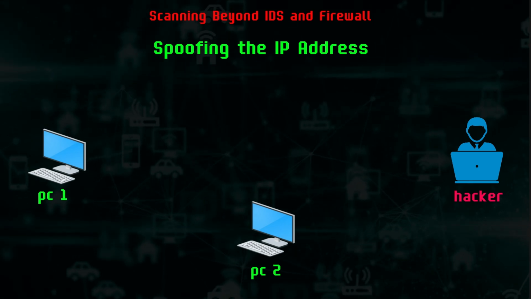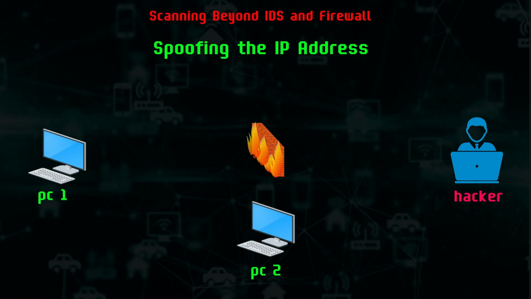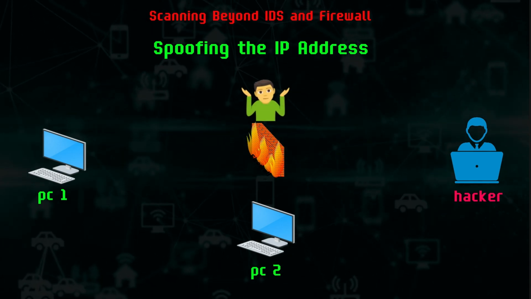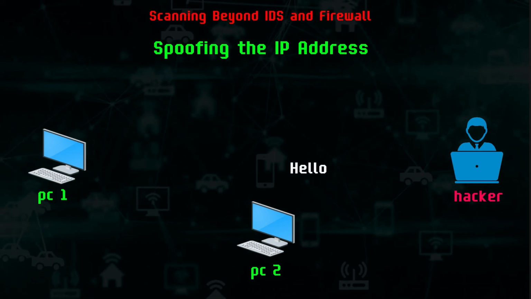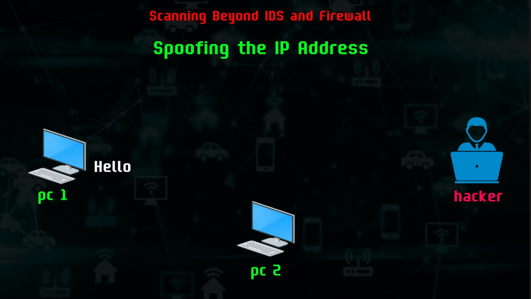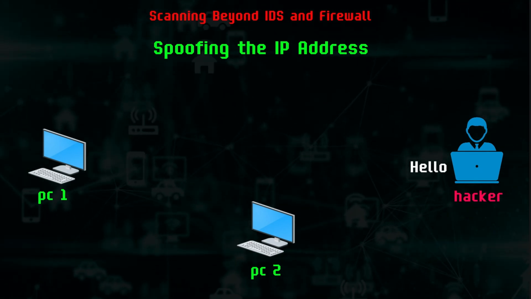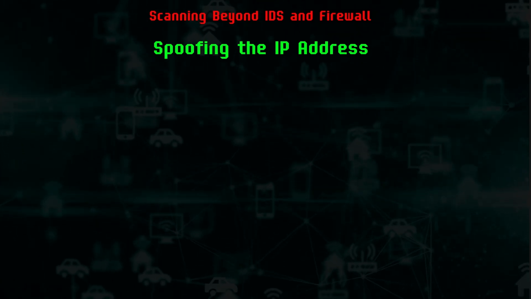Mostly firewalls filter packets based on the source IP address. The firewalls examine the source IP address and determine whether the packet is coming from a legitimate source or some other source. When the attacker sends a connection request to the target host, the host replies to the spoofed IP address. We will use hping3 to perform the IP address spoofing.